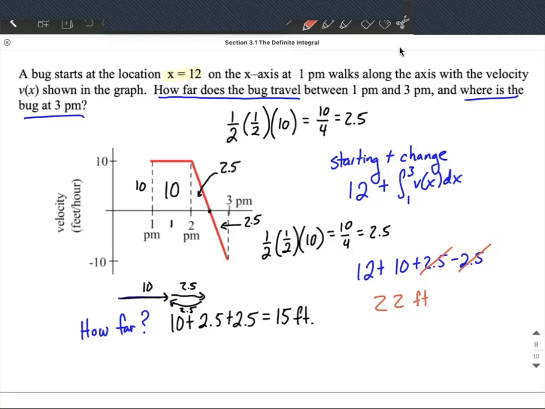So I hope this helps out. It's a little bit tricky that we have two different questions and you don't quite answer them the same way, but hopefully it makes sense how we explained it: even though it was below the x-axis, it gets added for how far as our total distance, but you subtract it away for where its location is actually going to be. Good luck.